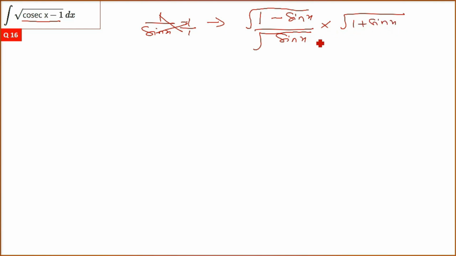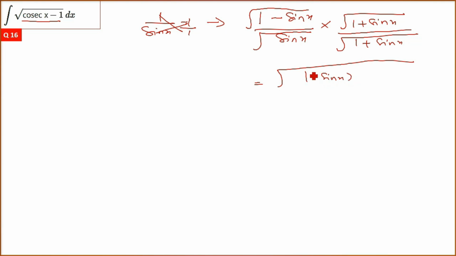But under root 1 minus sine x and 1 plus sine x will give you 1 minus sine square x. 1 minus sine square is cos square x. Under root cos square x will be cos x only. I hope you got the point I am making. I'm just trying to say sine square plus cos square equals 1. 1 minus sine x into 1 plus sine x will be a square minus b square, 1 square minus sine square x. A square minus b square will give you 1 minus sine square x, and that will be cos square x.